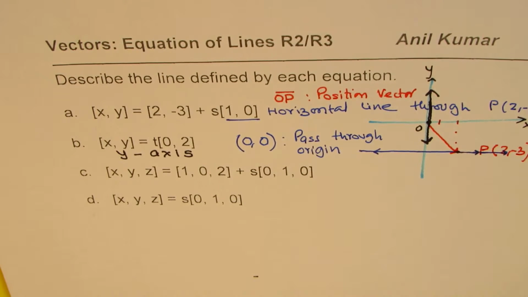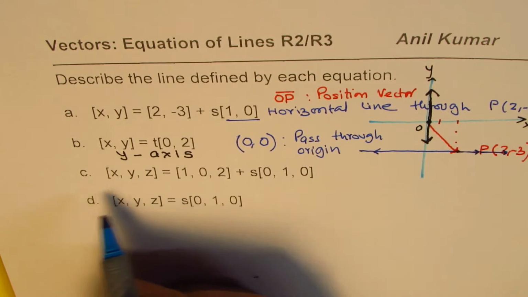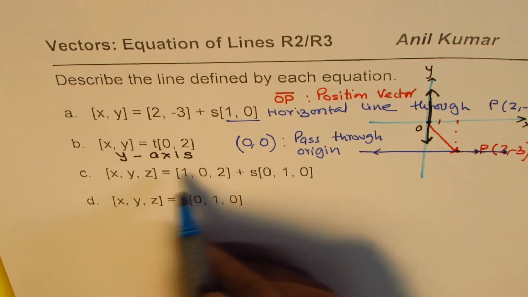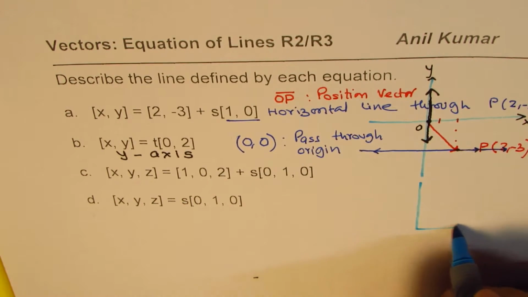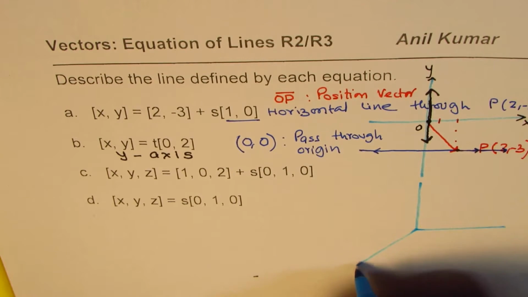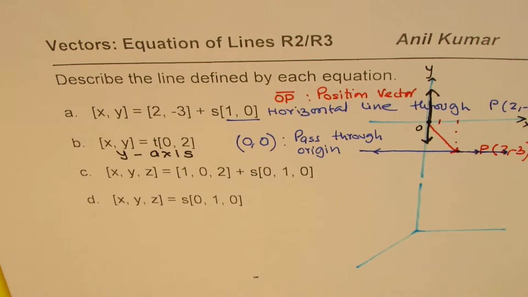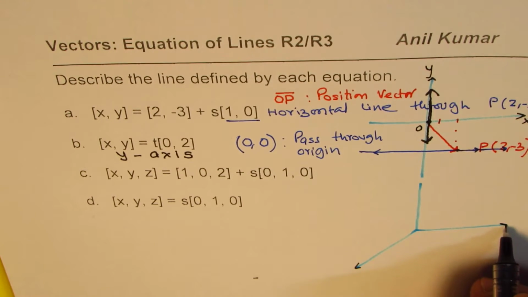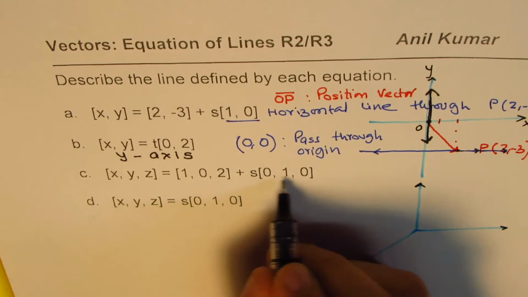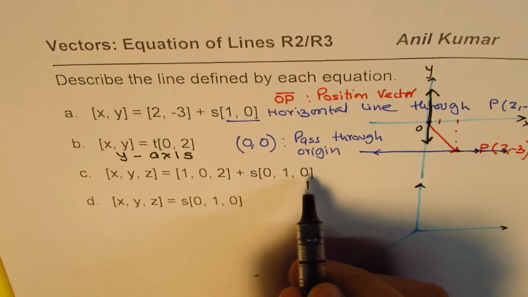Now let's move on to R3. You can pause the video, apply these concepts, and then explain what these lines are. What I'll do here is sketch R3. So this is R3. The first point we are talking about is (1, 0, 2). That's the position vector, and the direction vector is (0, 1, 0).